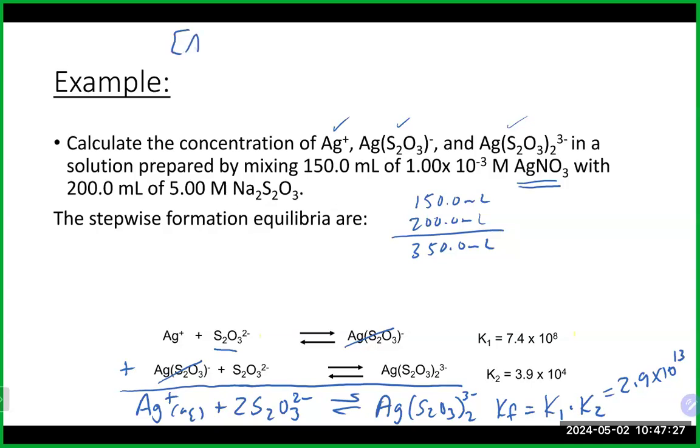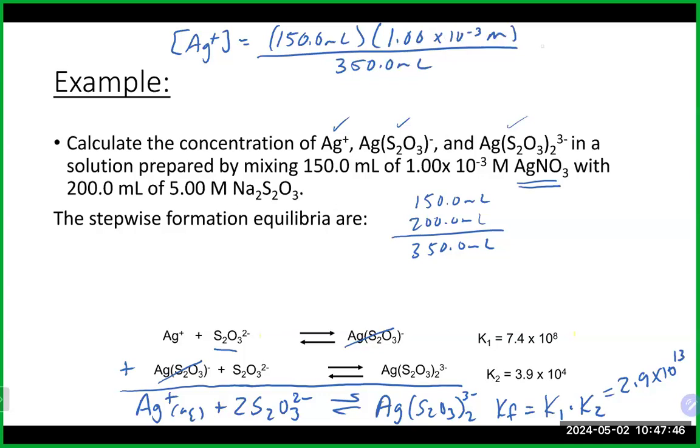So the concentration of silver when we mix it together would be 150 milliliters times the concentration of the silver nitrate divided by our total volume once we mix it together, which is 350. And that's going to give us an opening concentration for our silver of, we'll call it here, about 4.29 times 10 to the minus 4 molar.